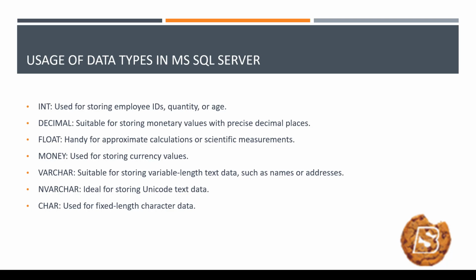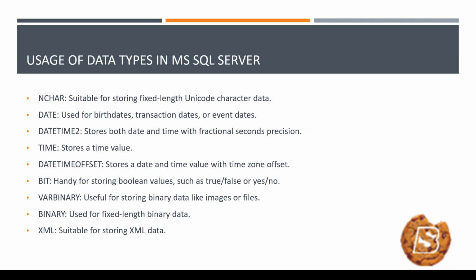Examples: integers should be used for storing employee IDs, quantity, or age. Decimal is suitable for storing monetary values with precise decimal values. Float, handy for approximate calculations or scientific measurements. Money, used for storing currency values. Varchar, suitable for storing variable length text data such as names or addresses. Nvarchar, ideal for storing Unicode text data. Char, used for fixed length character data. Nchar, suitable for storing fixed length Unicode character data.